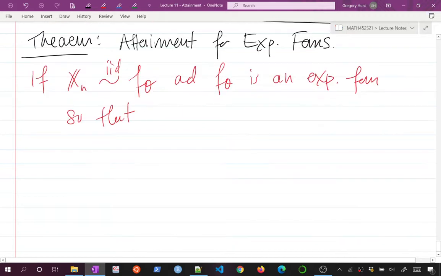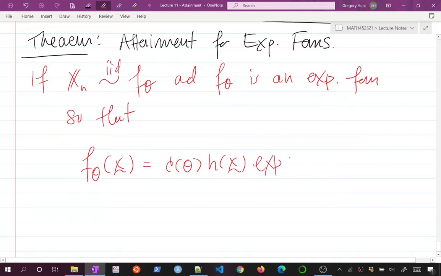And what does that mean? It means that we can write our joint distribution, f theta of x, as some function involving just the parameter theta and not x, times some function involving x and not the parameter, times the exponential, hence the name, of the product of similar things: something involving the parameter, not x, times something involving x and not the parameter. So it turns out the punchline of the theorem is that this T of x, which is a statistic, a function of x, is the UMVUE for its expectation.